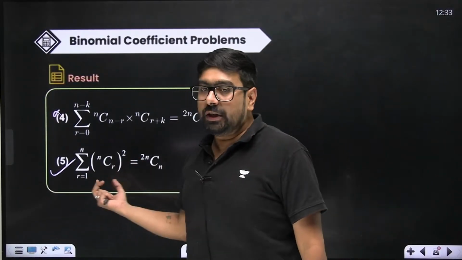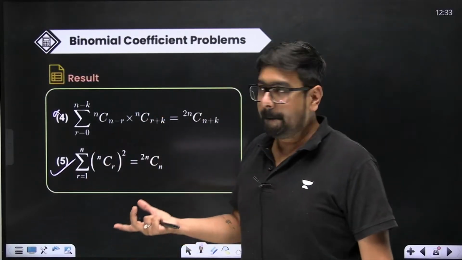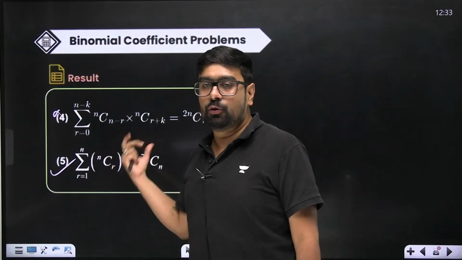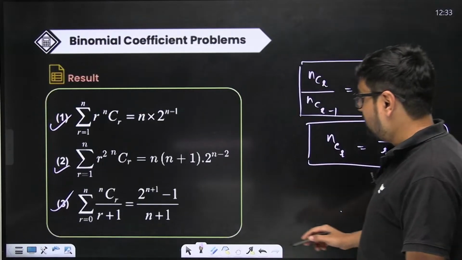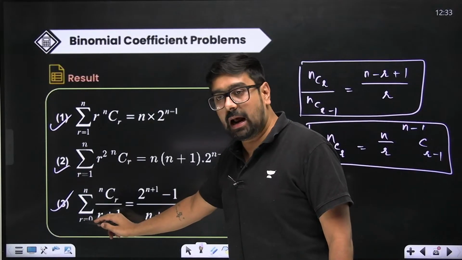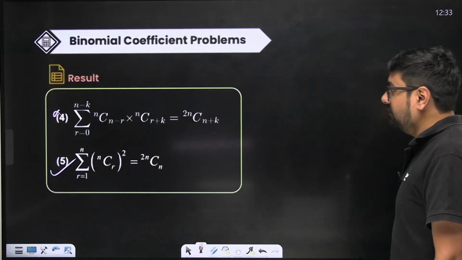So direct questions can be solved only by those students who can remember this. This summation will always be equal to 2n Cn, where r is starting from 1 to n. In the third and fourth formula, remember r is starting from 0 to n. In the rest of them, r is starting from 1 to n.